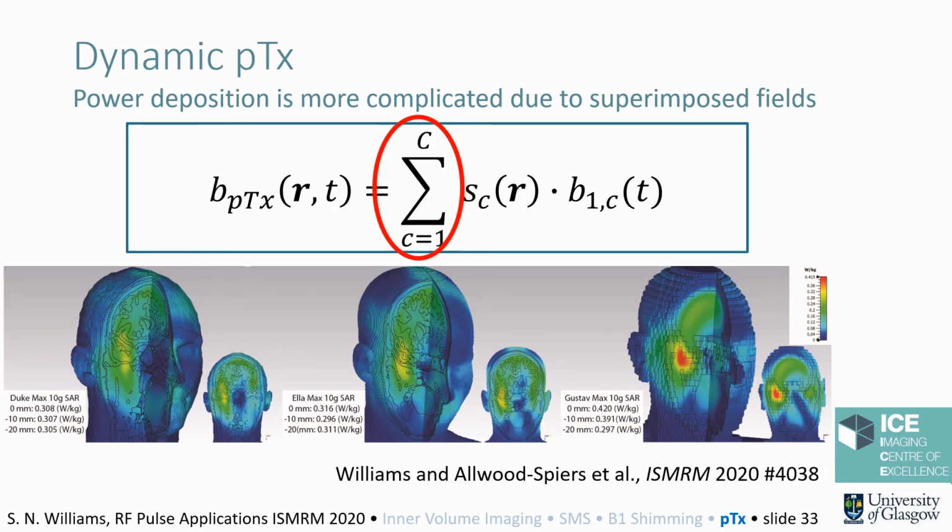A presentation on pTx would not be complete without discussing power deposition and SAR. The summation term in our generic pTx waveform formula leads to more complex electromagnetic field behavior and necessitates careful SAR monitoring. This is shown, for example, by the SAR simulations across 3 body models where a local SAR hotspot is generated that is asymmetric. Even still, one can also argue that the control over the superimposed electromagnetic fields provided by pTx can actually lead to better power management.